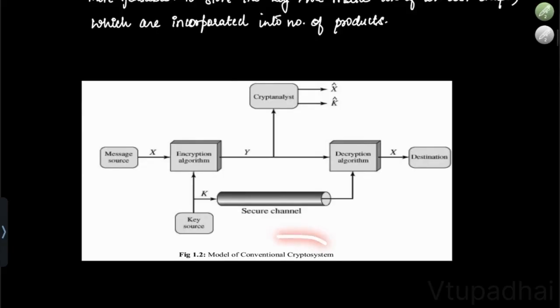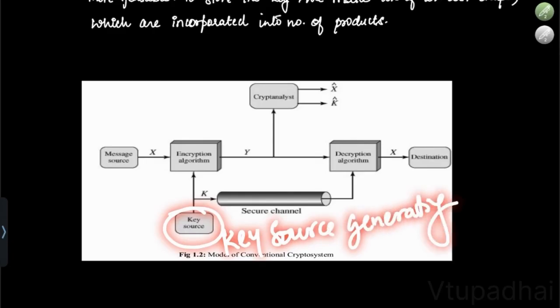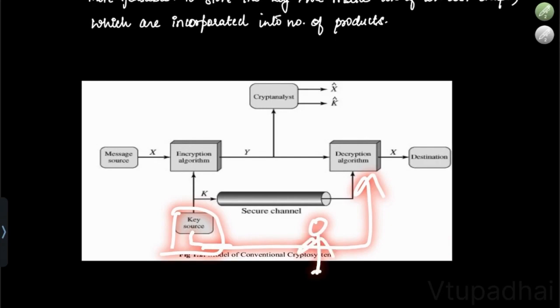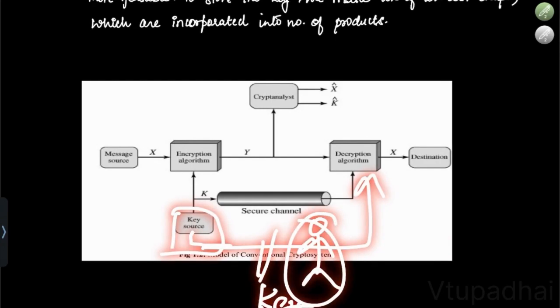So here we have the model of a conventional crypto system. That's what I explained. Message source with X as the message, and key source. The key source is the source or the station which is generating keys. There could be times when I am sending the key from the source to the decryption algorithm, and in the middle, if the hacker is able to crack the code here and get the key, then it will be a problem.